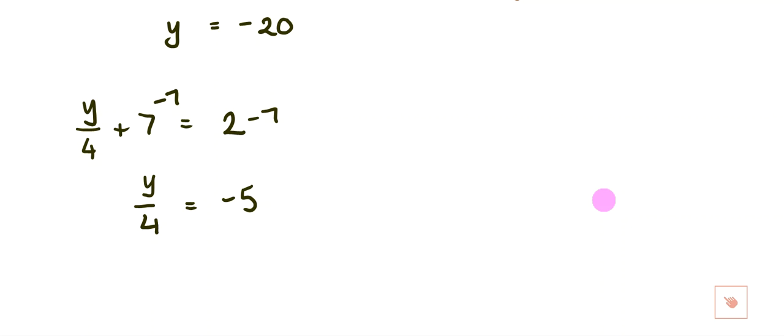And what divided by 4 is negative 5? Well, what must it have been before I divided by 4? How do you figure out what it was before you divide by 4? You times it by 4, and you get y must equal negative 20. We get the same answer, right?